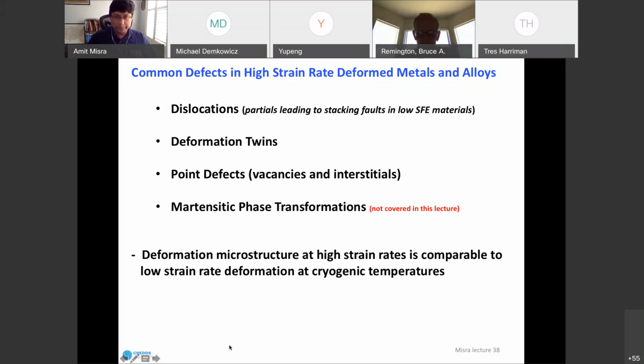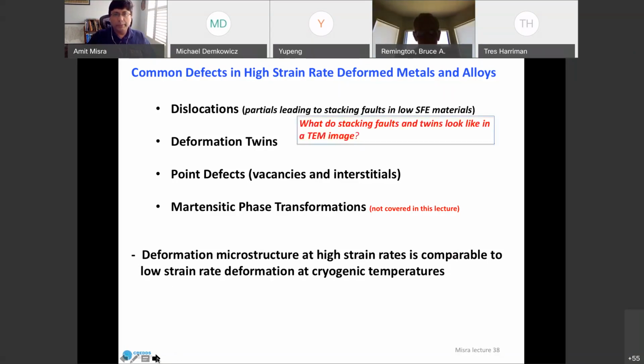Now, in general, the defect microstructure that forms at high strain rates is comparable to what happens at low strain rates at cryogenic temperature. You can get twinning even at lower temperature. And the concept behind why that happens we'll describe in a subsequent slide.